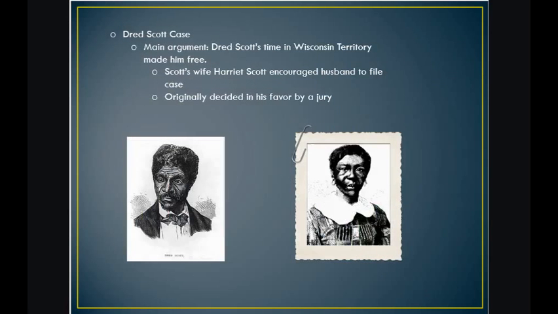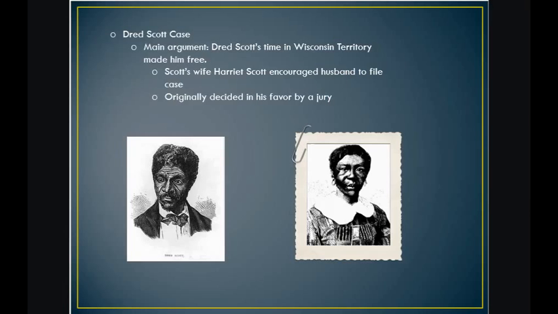Okay, so a little less than 10 years later is the Dred Scott case in 1857. You'll notice this is still 4 years before the start of the Civil War and 8 years before the end of the Civil War. So the main argument that Dred Scott makes in his case is that he spent time in the Wisconsin Territory as a slave, and because slavery is not allowed in the Wisconsin Territory, that made him free.